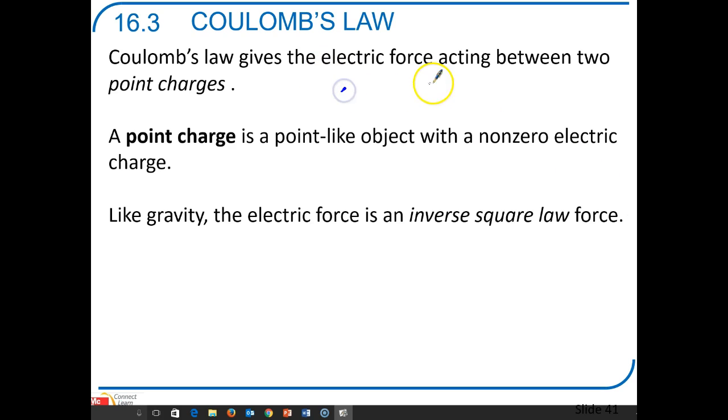So I have two objects, two point-like objects, with non-zero electric charge. So this one might be 4 coulombs, and this one might be -3 coulombs. And we would find out what that force is between the two.